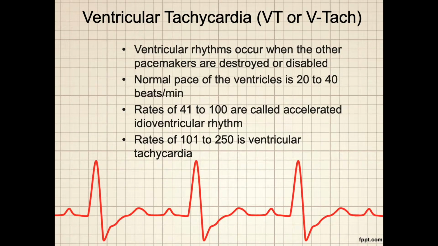Thinking about the first episode of ventricular dysrhythmias, you should recall that ventricular rhythms occur when the other pacemakers are destroyed or disabled. Further, you should recall that the normal rate of the ventricles is between 20 and 40 beats per minute, and that rates between 41 and 100 beats per minute are called an accelerated idioventricular rhythm because rates over 100 are what is called ventricular tachycardia. So rates between 101 and 250 beats per minute equal ventricular tachycardia.